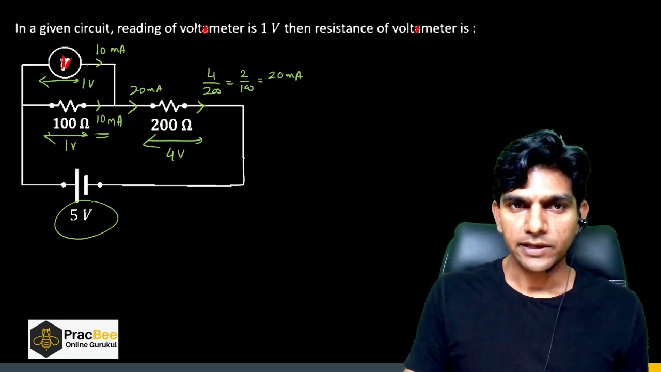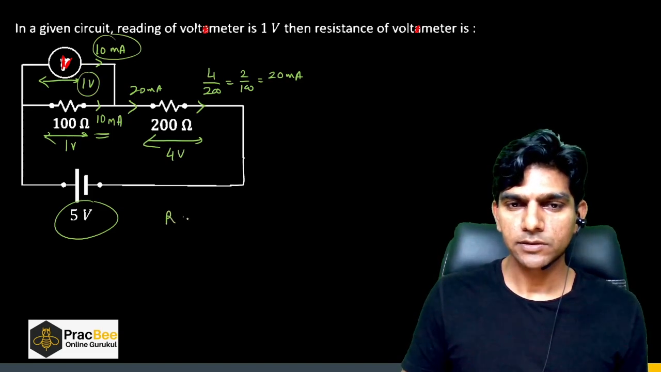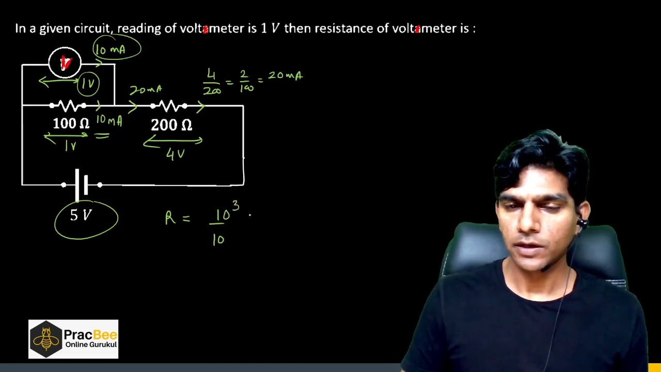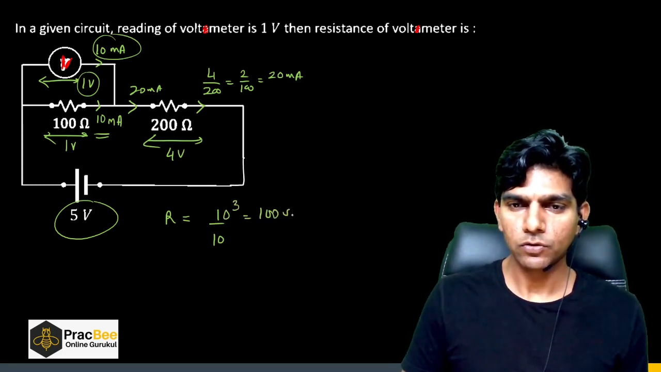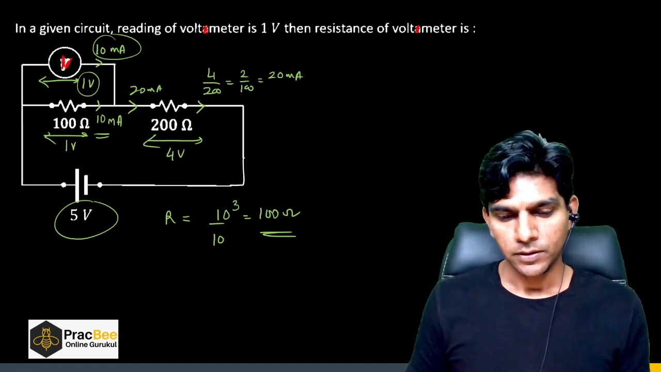Now, if the current is 10 milliampere and we know the voltage, from these two values we can find the resistance. Resistance will be V by I, and I is 10 milliampere. So it will be 10,000 in the numerator. So this will be 100 ohms. So 100 ohms is the resistance of the voltmeter, right?